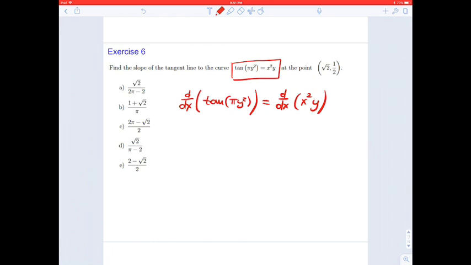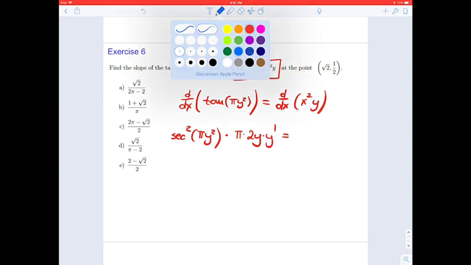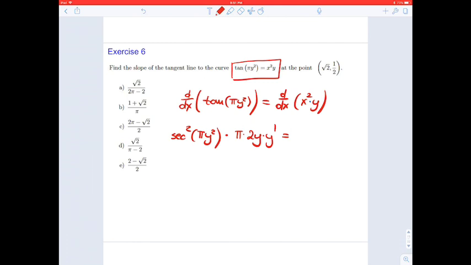Left hand side. Derivative of tangent is secant squared of the same angle times derivative of that angle. Derivative of pi y squared is pi 2y times y prime. On the right hand side, I see a product. Let's use the product rule. Derivative of x squared is 2x times y, and then x squared times derivative of y, y prime.